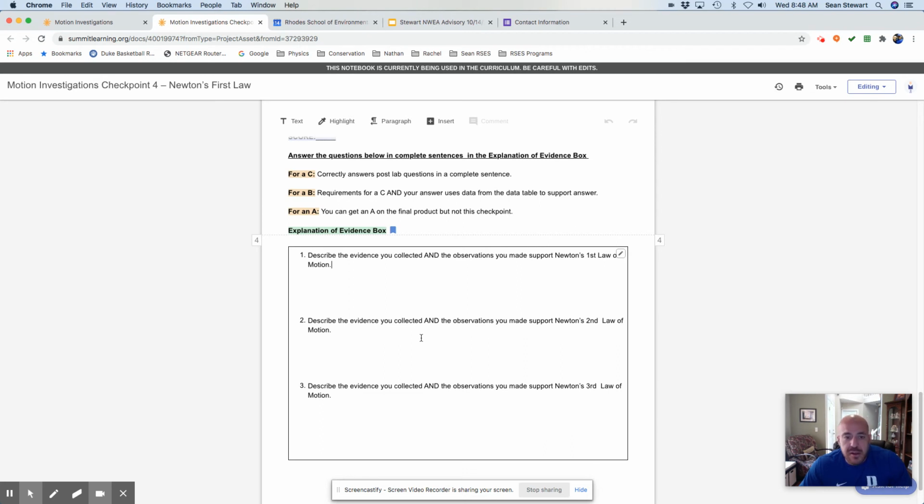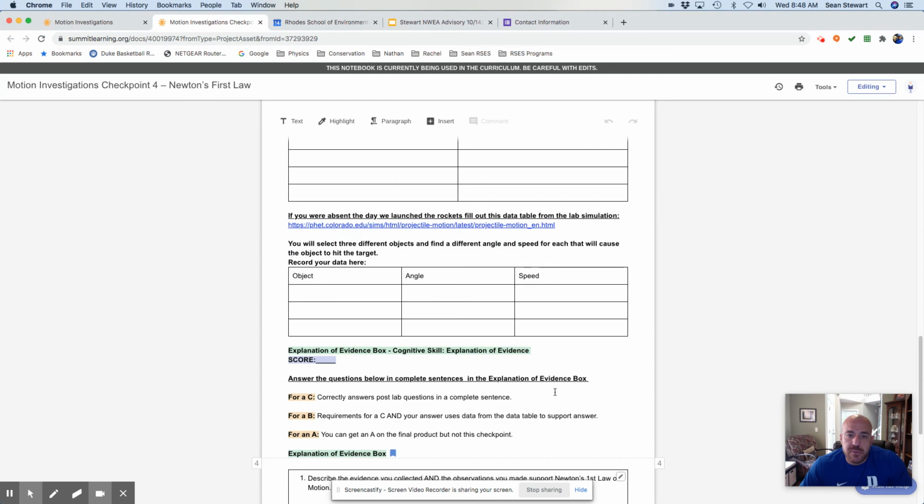Or when it landed, actually, coming back down would also be fine. Describe the evidence you collected and observations to support his second law and third law. So for each of these, you're going to define Newton's first law for number 1, Newton's second law for number 2, and Newton's third law for number 3, and then explain what did you see or what data did you get that supports those laws from your experiments.